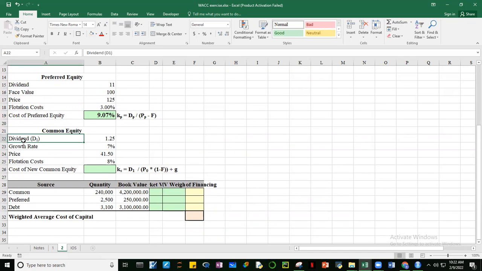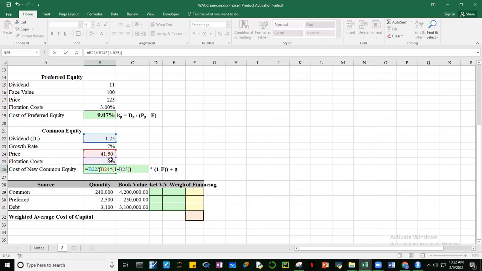Okay, dito ang binigay sa atin yung D1 na. So hindi na natin kailangan i-multiply ng 7% kasi D1 na yung binigay. This is the projected dividend already at year 1. Okay, so how do we compute for this? D1 is 1.25. Okay, and then we divide it by the price, 41.5, but we have to subtract the flotation cost of 8%. And then we have to add the growth rate of 7%. Okay, let me just increase the font.